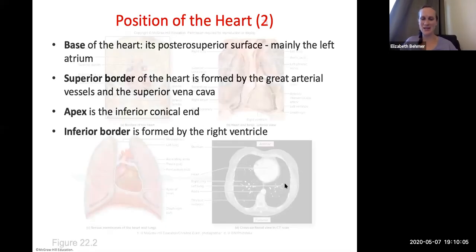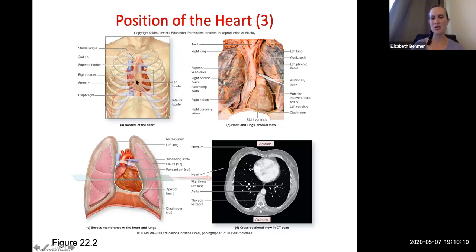This isn't the best one yet, but this shows you where the heart lies in relation to your sternum. So slightly left of your sternum. When we get to the respiratory system, we'll see that your left lung has a little notch in it, or a space for the heart to sit in. So this is how your heart sits in the mediastinum, right behind the sternum. The apex of the heart is this bottom conical end, and what you're seeing here is the right border.